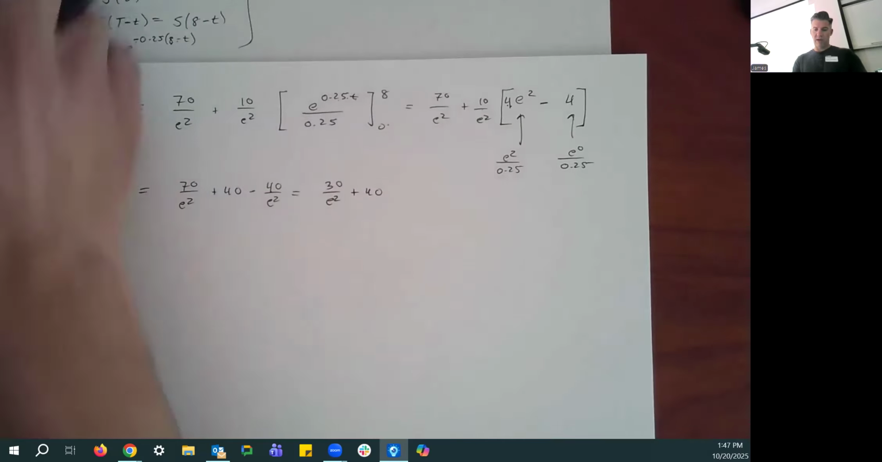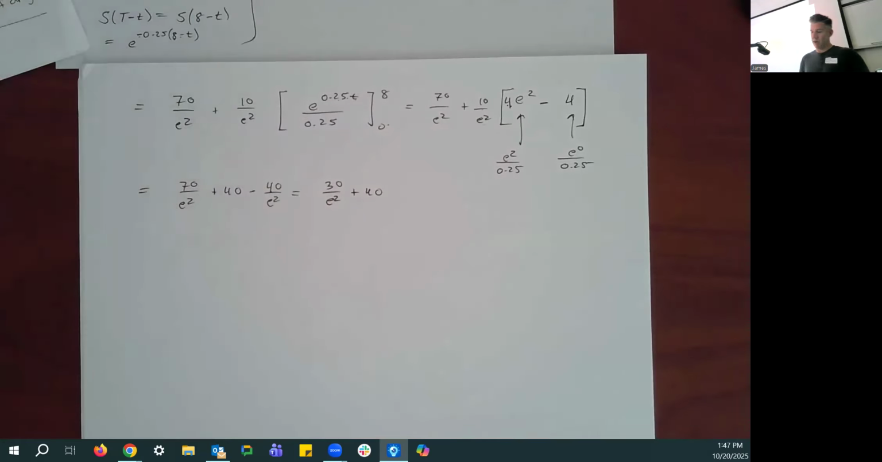And then if you actually wanted to know what that was, I would need a calculator. I guess I could use my computer. It's literally right in front of me, but my phone's right there. Let's see. 30 divided by e squared is going to be.